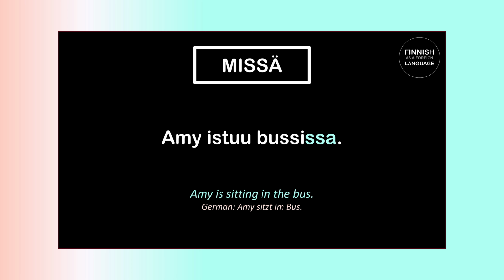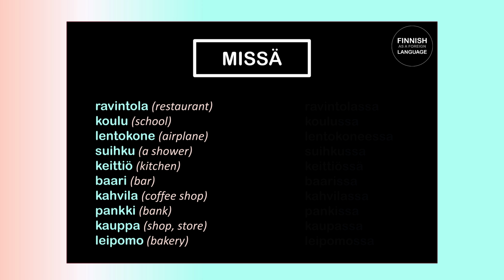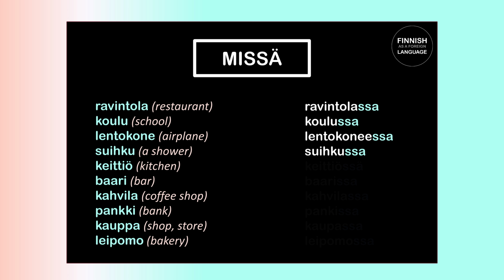Now, to get a bit more of a feeling for it, let's take some casual places and see how to answer when we get asked where we are now. So, if you're in a restaurant, which is ravintola in Finnish, then you can say minä olen ravintolassa, which means I'm in a restaurant. We carry on. Koulu, which means school, will be koulussa. Lentokone means airplane. This one changes to lentokoneessa, which means in the airplane. Suihku means shower, changes to suihkussa, which means in the shower. Keittiö means kitchen, changes to keittiössä, which means in the kitchen.